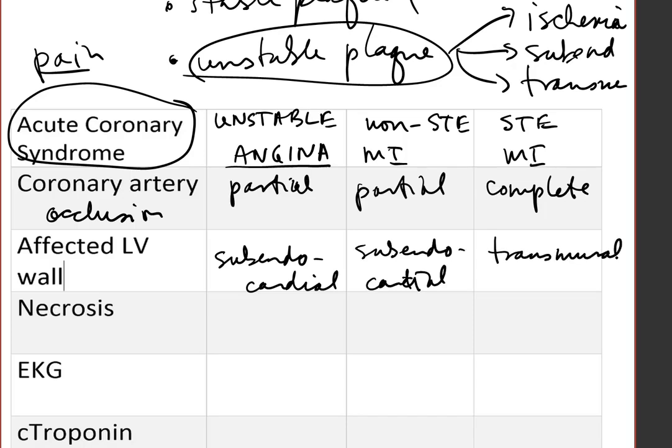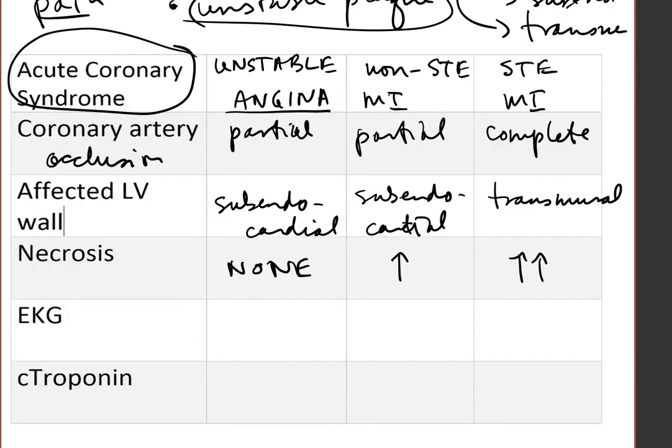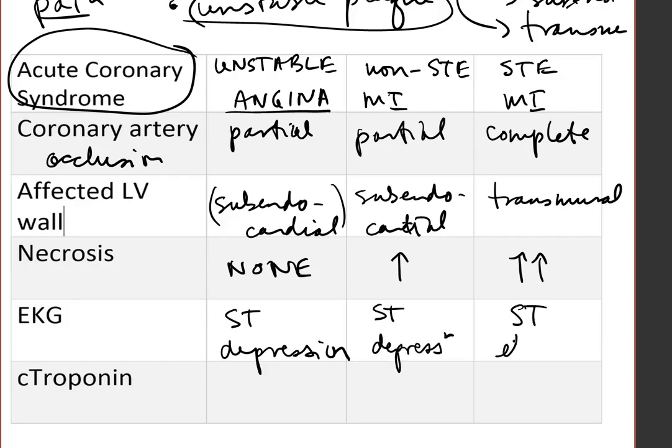When we talk about necrosis, unstable angina is none, it is ischemia only. Non-ST elevation has some necrosis, and ST elevation is transmural, so it has much more necrosis. When we compare the EKG, remember that the unstable angina is only subendocardial, so we will see ST depression. Similarly, non-STEMI also has subendocardial ischemia, so it too will have ST depression. But once it's transmural, we see ST elevation of the transmural infarct.